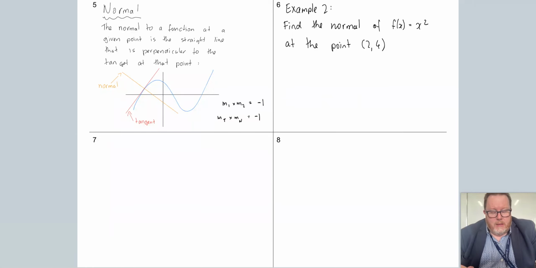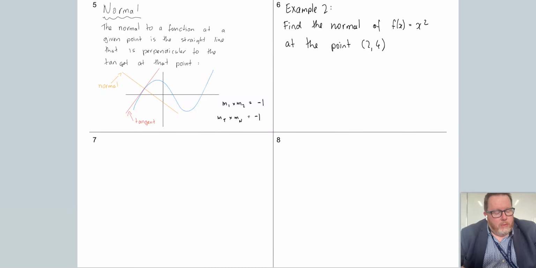So we can use that. And I would never actually do that. I mean, sometimes I would, but for the most part I wouldn't bother doing that. I would simply find the gradient of the tangent, and then I would flip it and change the sign. So if the gradient was 7, the gradient of the normal would be 1/7, but then make it negative, so -1/7. Okay, so here we go.